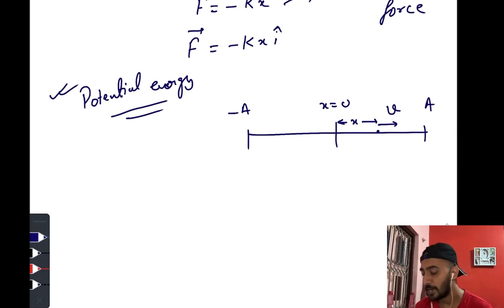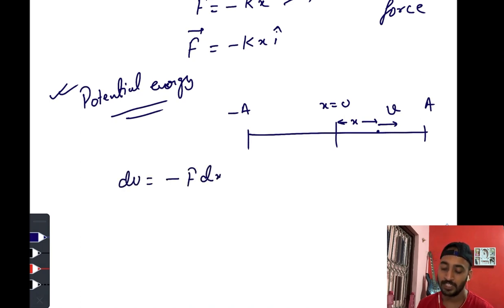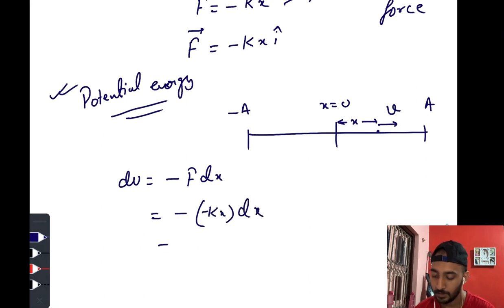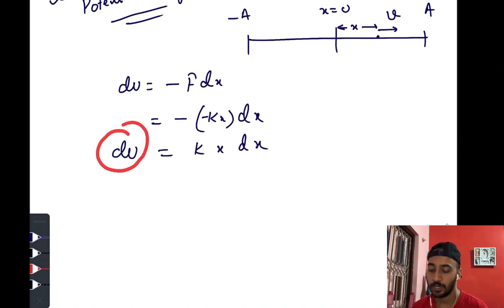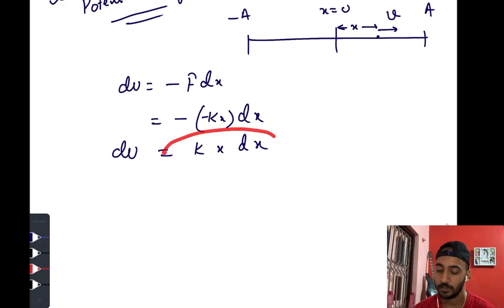So how do I find potential energy? We know that dU equals minus F dx, that is change in potential energy equals negative work done by the conservative force. So here the conservative force is minus kx, that is kx dx. Okay, so this is dU. So change in potential energy equals negative work done by the conservative force yields this one.